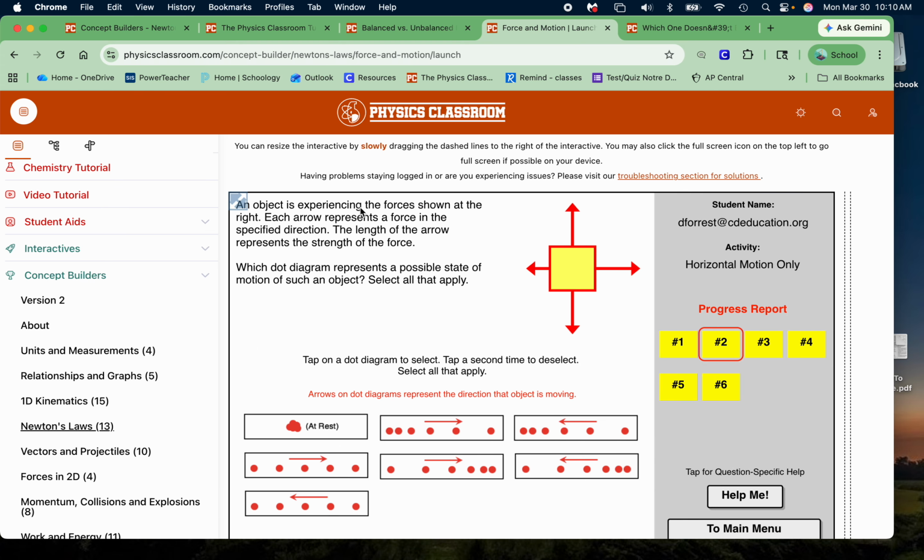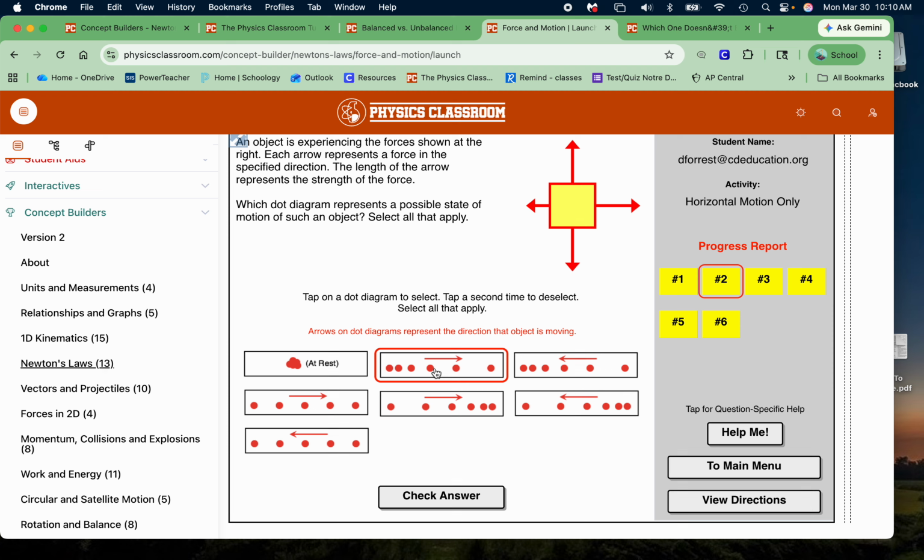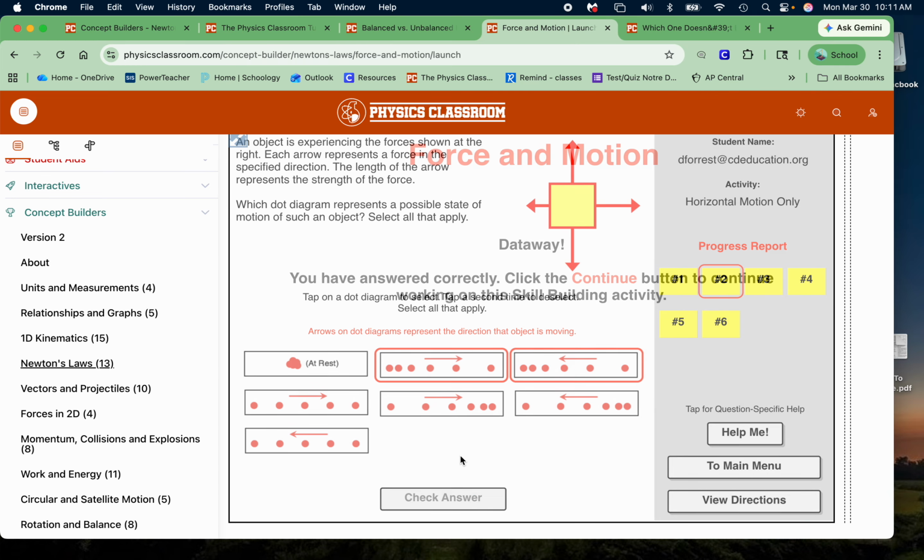Here, an object is experiencing forces as shown. Each arrow represents the force in the specified direction. The length of the arrow represents the strength of the force. Which dot diagram represents a possible state of motion for the object? Select all that apply, so there could be more than one. It does not say whether this is moving to the left or the right. I have an unbalanced force to the right, so if it's moving to the right, those should be getting further apart. If it's moving to the left, those should be getting closer together. So I think those are reasonable.